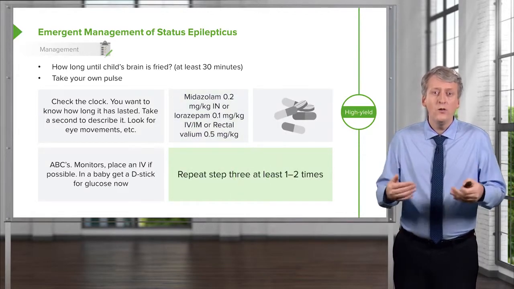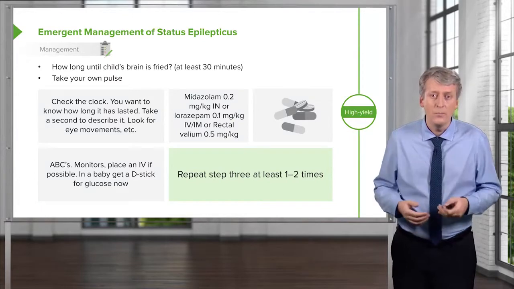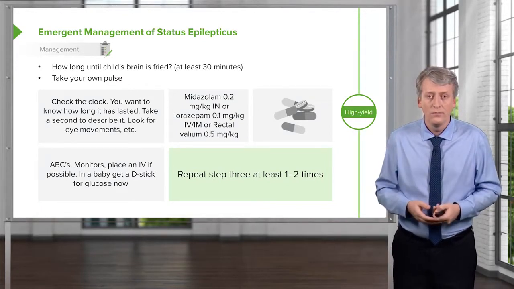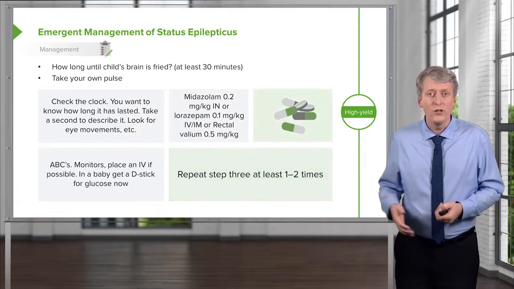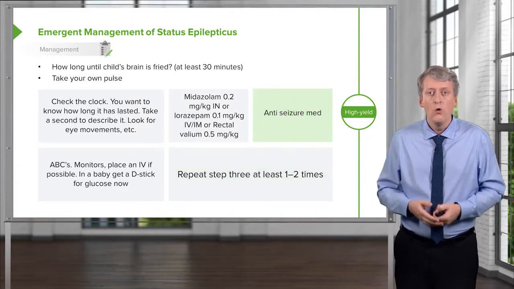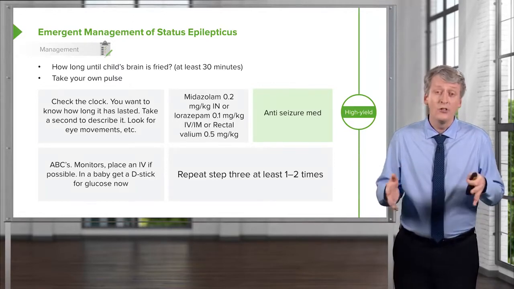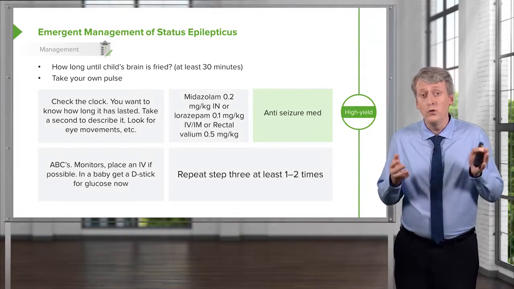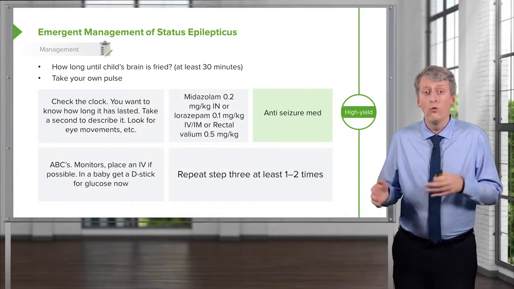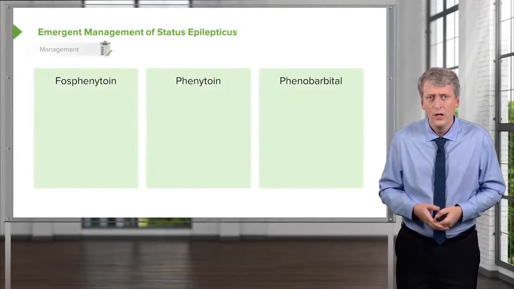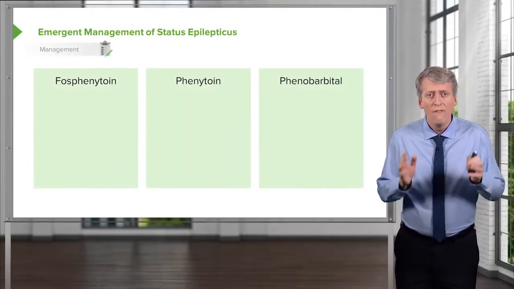Then we're going to continue to repeat the benzodiazepines at least 2 times until the seizure stops. After multiple administrations of benzodiazepines, we may choose to move on to an anti-seizure med. In children under 1, we would do Phenobarbital, and in children over 1, we usually start with something like Phenytoin. So let's go through these drugs.